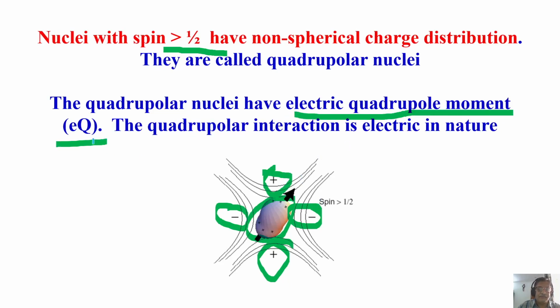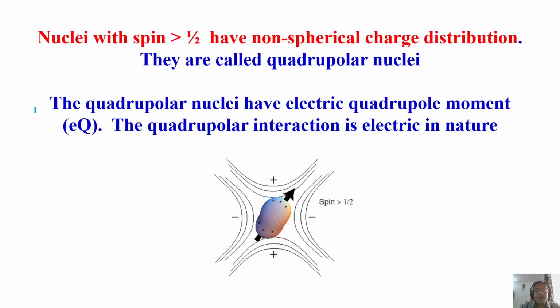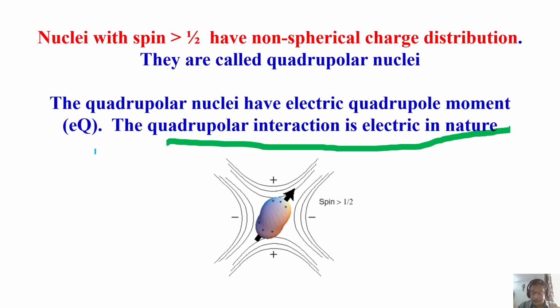Remember, in NMR, as we go ahead in subsequent classes, we will understand a lot more interactions. So far, we are discussing only the external interaction, the interaction of the nuclear spins with the magnetic field. We have many more internal interactions. One such is the quadrupolar interaction. All interactions in NMR, except quadrupolar interaction, are magnetic interactions. Only quadrupolar interaction is electric in nature. Please remember, quadrupolar interaction in NMR is electric in nature. All other interactions are magnetic in nature.